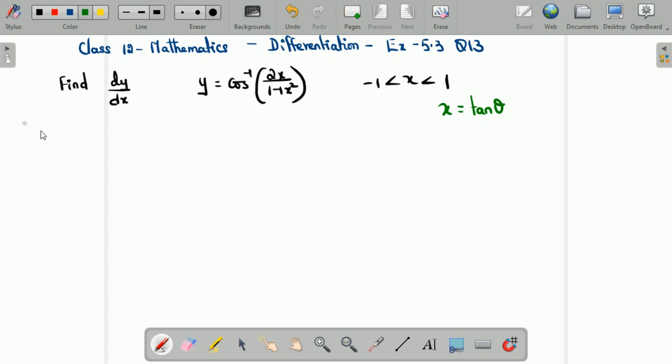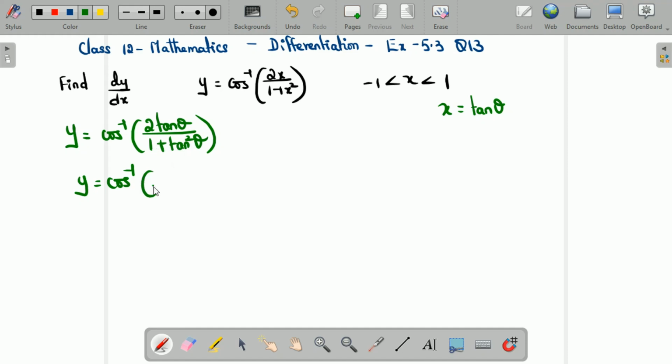So the value of y is now getting changed as y is equal to cos inverse of 2 tan theta, the whole thing divided by 1 plus tan squared theta. Now this means y is going to be equal to cos inverse of, remember, 2 tan theta by 1 plus tan squared theta is sin 2 theta. So this is cos inverse of sin 2 theta. So if we get cos inverse of cos 2 theta, it will be easier for us to rewrite or simplify.